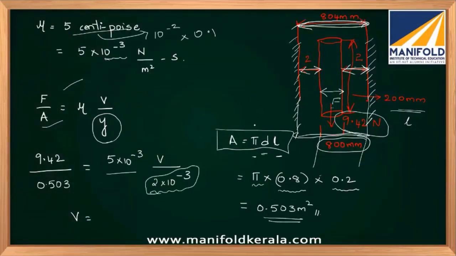This is the distance y, the distance from the fixed end, which is only 2 mm. You need to convert to meters, 2 into 10 power minus 3. Finally, the velocity. Anyone got the answer? The velocity of the plate or the cylinder is 7.5 meter per second. This is the answer. Very good. Everyone understood the sum. This model was asked in 2016 and 2017. Any doubts in the model of this sum? Comment please.